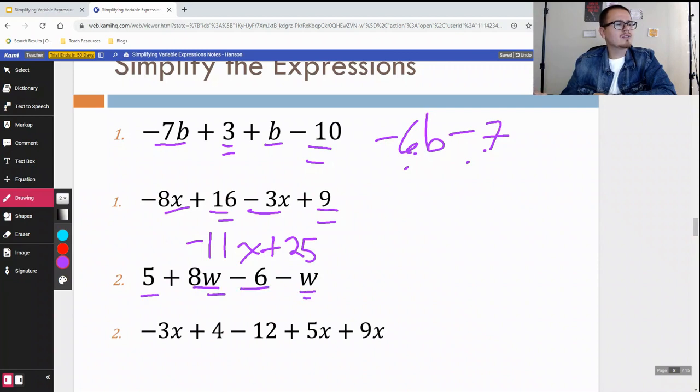I generally try to underline my variable terms first, and then go farther down, especially when you guys get into higher exponent stuff with quadratics, but it is what it is. So I'm going to go back and do these first though.